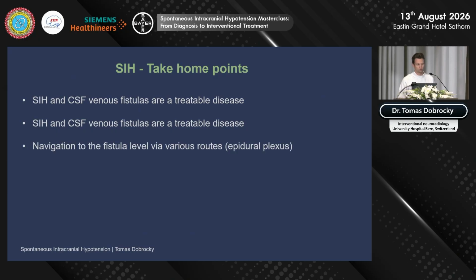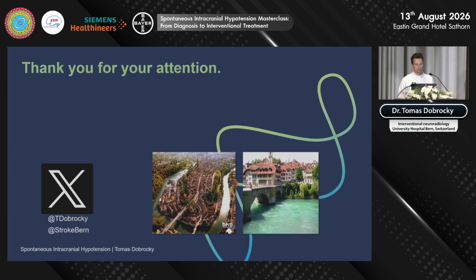It's important, when working in the venous system, to be familiar with the routes for how to get to the desired level. I tried to show that you can go through the epidural plexus or you can go through the lumbar veins. So there are various veins, and that helps us. The method of embolization is highly effective with low complication rates, and that's it.